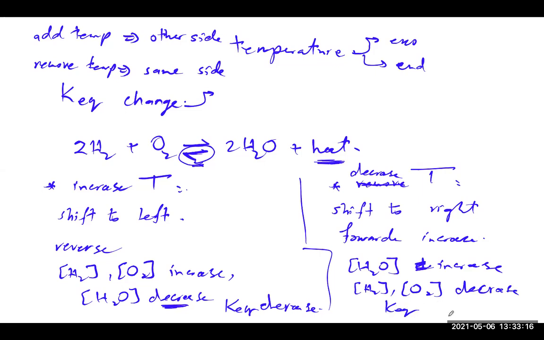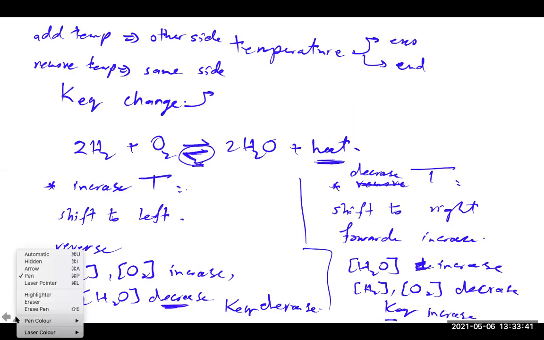How it will change, we need to check the product. If the product increases, the equilibrium constant will also increase. The equilibrium constant changes only by changing temperature. So the only factor affecting the equilibrium constant is temperature. And it will be the same strategy if you are dealing with an endothermic reaction.